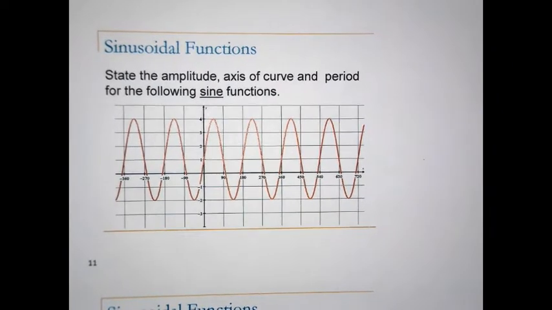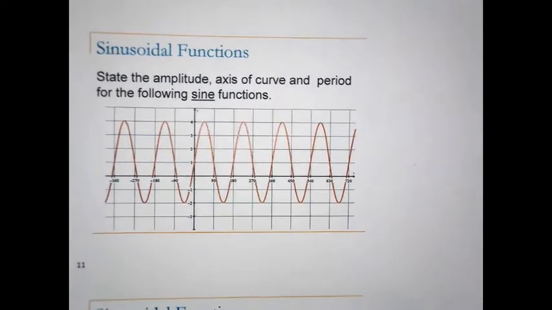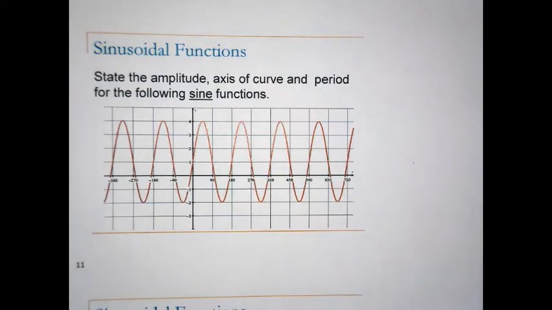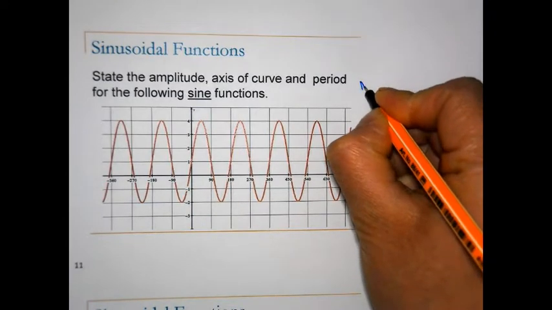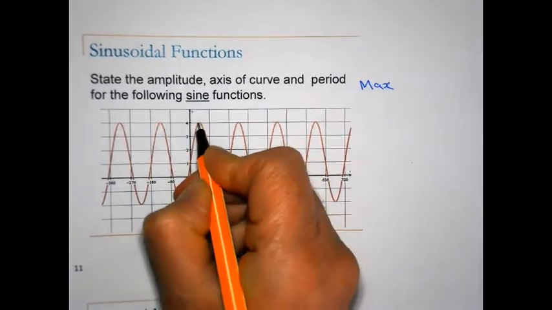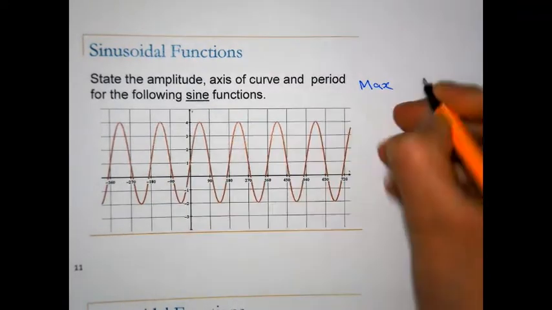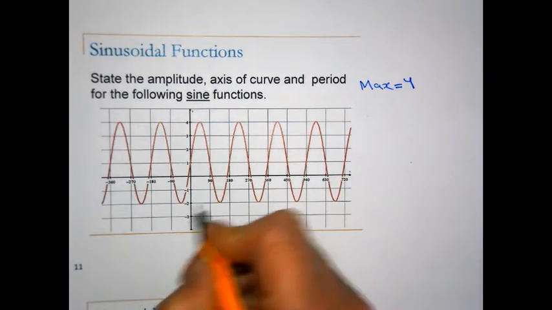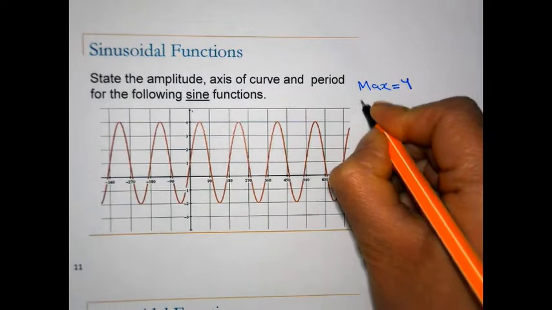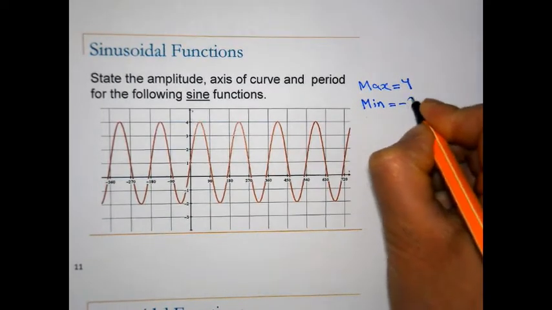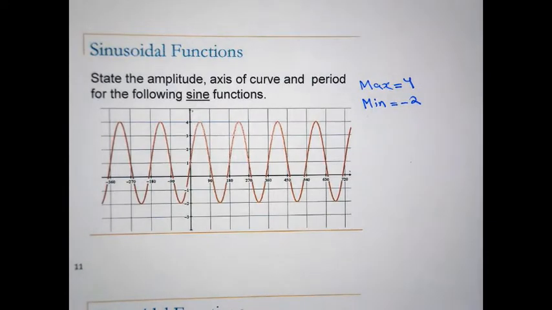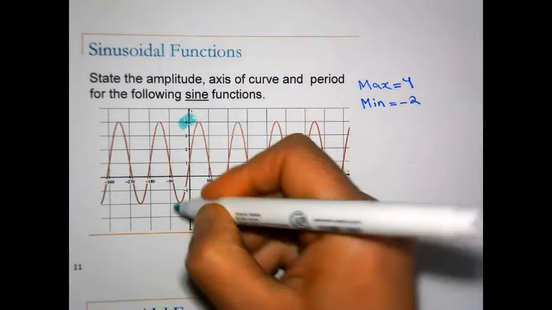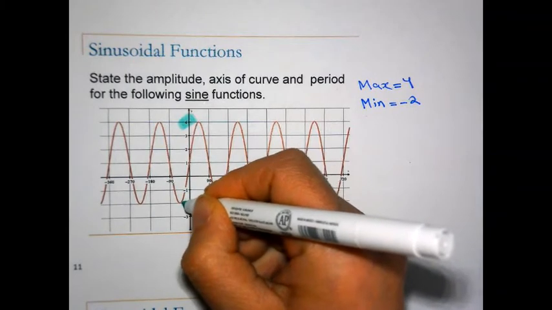Okay, now what you start with in these kinds of questions is you always, in order to find the amplitude and axis of curve, you need to know what is your max and min. So I start by finding those. So max, I look here, the maximum value is at 4. And the minimum value here is at -2. So this is the maximum, and this is the minimum.